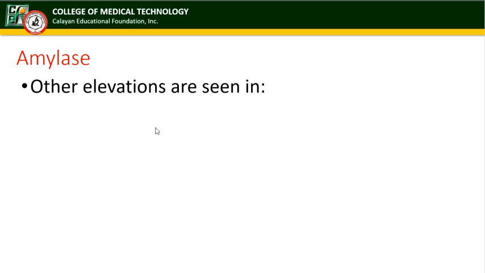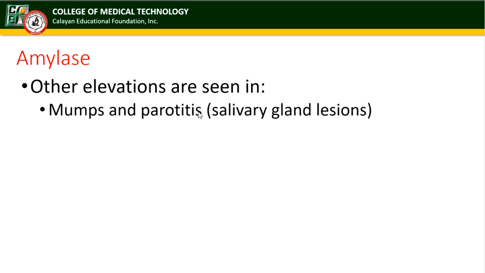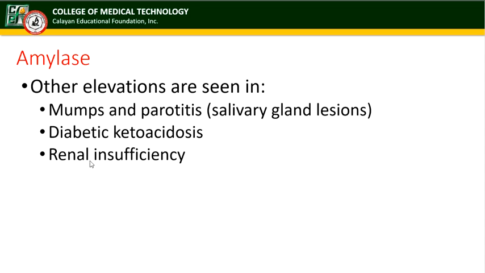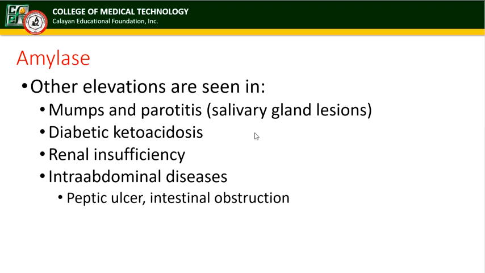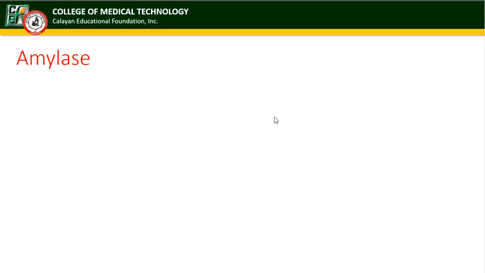Other elevations are seen in mumps and parotitis. Parotitis is a salivary gland lesion. Also diabetic ketoacidosis and renal insufficiency. It is high in renal insufficiency because amylase is not removed from the system, right? It is the only protein that can be cleared by the kidneys. Intra-abdominal diseases like peptic ulcer and intestinal obstruction, along with cholecystitis, cystitis, and acute appendicitis.